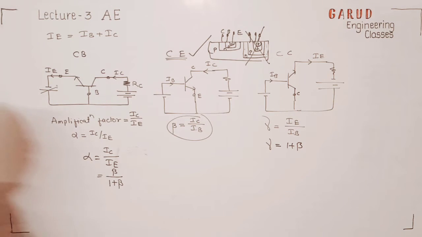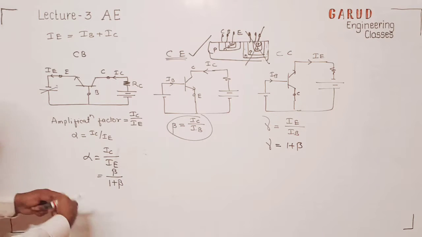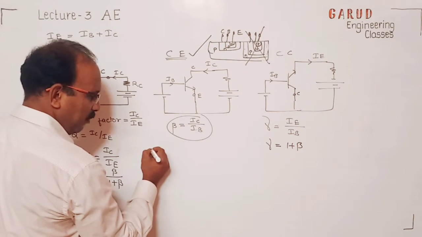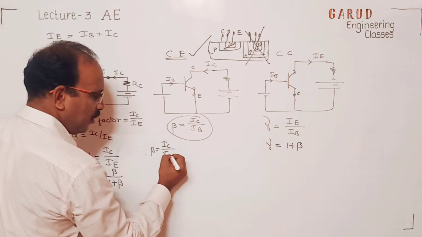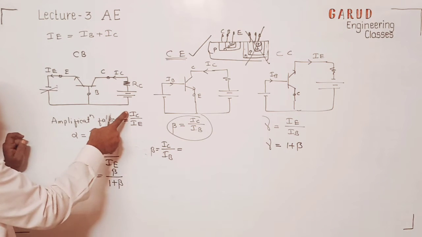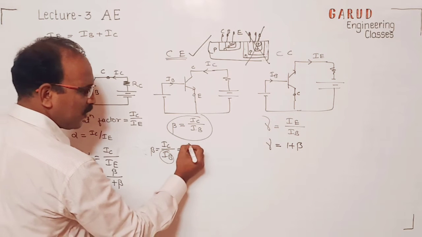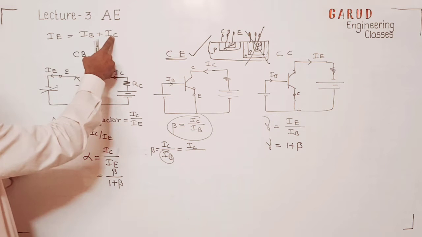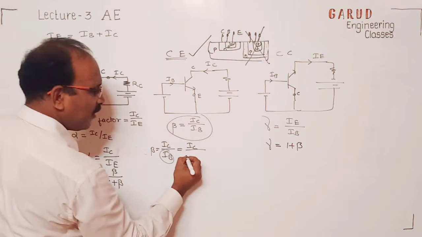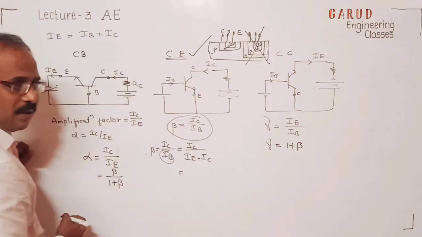Correct? Can you present beta in terms of alpha? We can derive from this side also. Otherwise, I can use the same method. Beta equals IC upon IB. What do you want? You want IC upon IE. So you don't want this. So I maintain IC. What is IB then? IB is equal to IE minus IC.